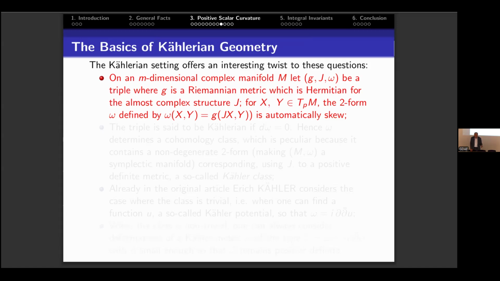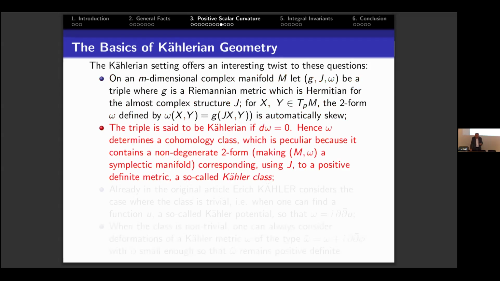When you have this g and J, you can automatically construct an ω by the following construction: ω(X,Y) = g(JX,Y). By construction, if the metric is Hermitian, ω is automatically skew-symmetric. I started with a symmetric object g, J is this almost complex structure, and then you get ω, which is automatically skew-symmetric. The triple g, J, ω is actually redundant: if you know two of the three, you build the third. The triple is said to be Kählerian if this exterior form ω is closed.